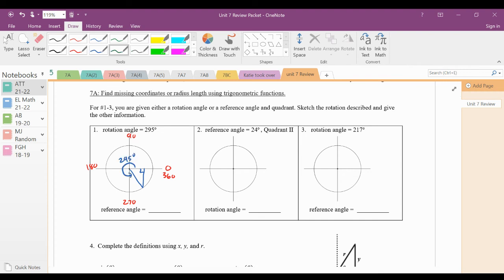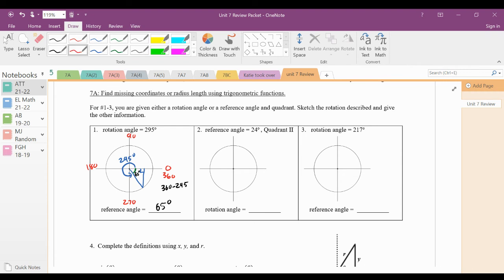In order to find the reference angle, or that angle inside the triangle, that's always going to be coming with the horizontal. In this case, it's going to be 360 minus 295. All right, we don't want to do anything with 270 because we don't care about this space in here. What we care about is the angle inside the triangle. And 360 minus 295 gives us a reference angle of 65 degrees there.